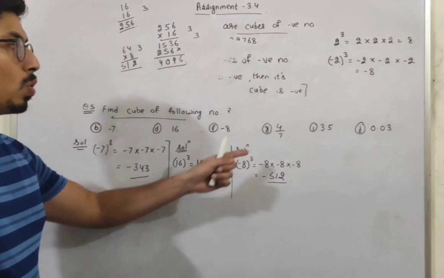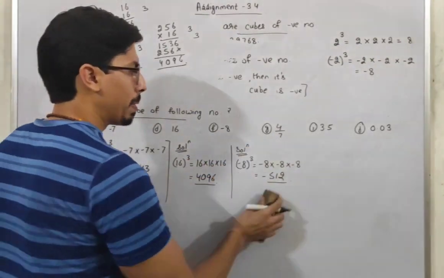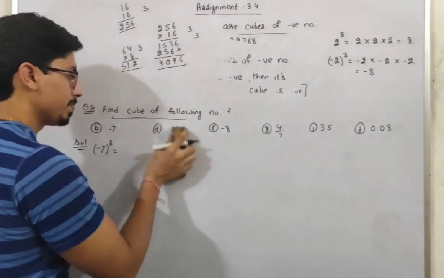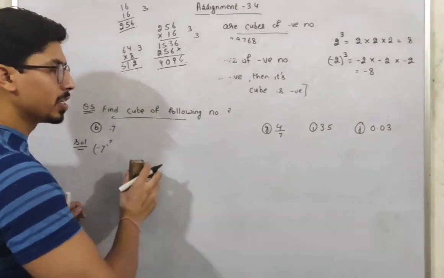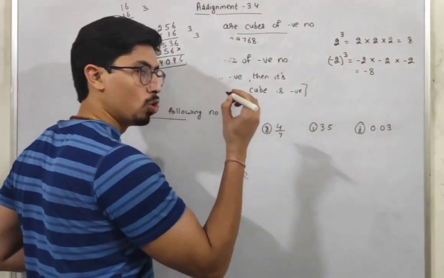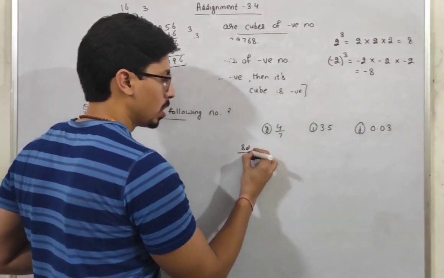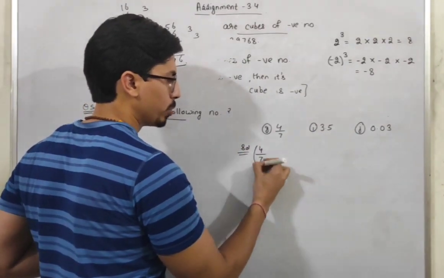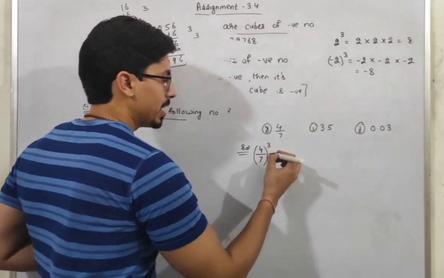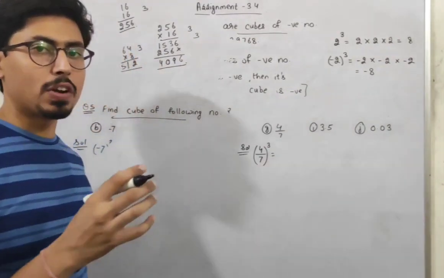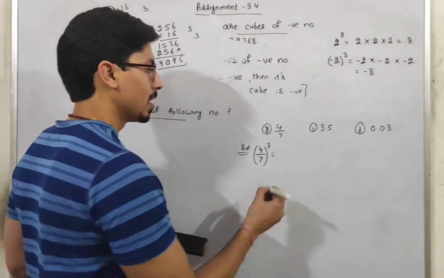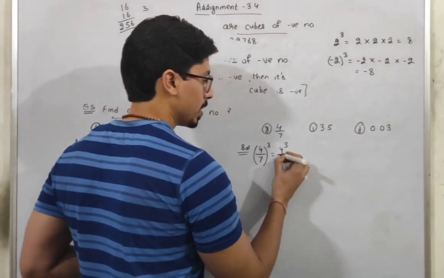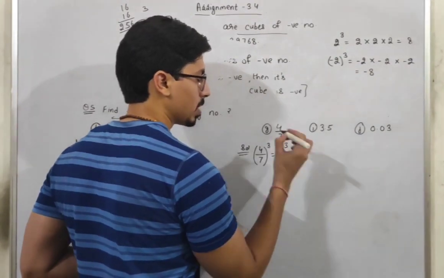Okay. So now the next part we have 4 by 7. So students, we have to find the cube of 4 by 7. So 4 by 7 cube, students. See, we have 4 by 7 whole raised to power 3. That means it is 4 cube upon 7 cube, students. Okay.